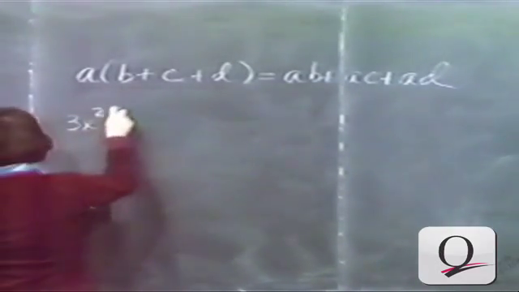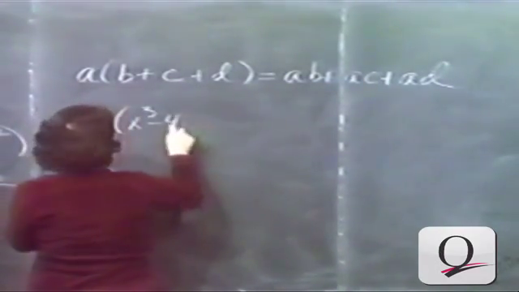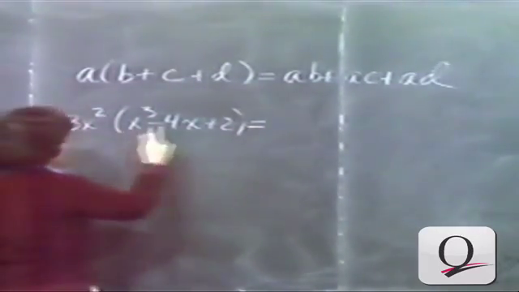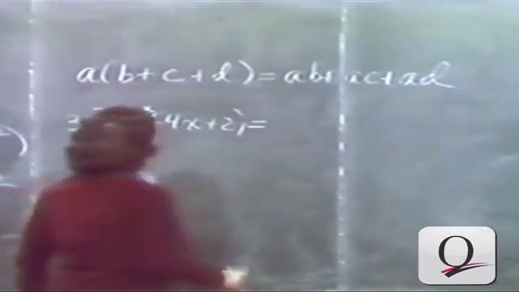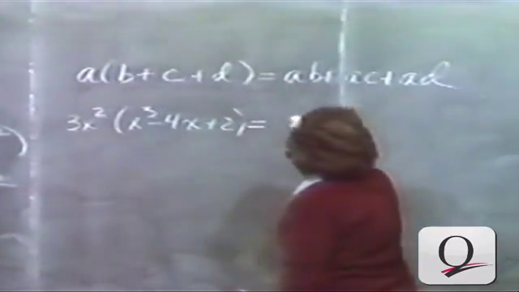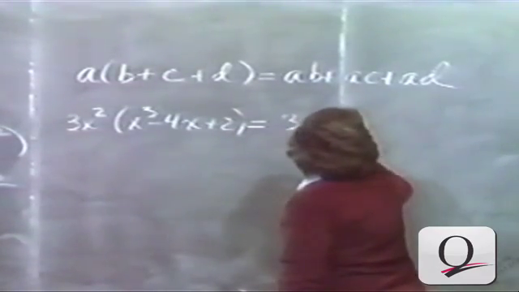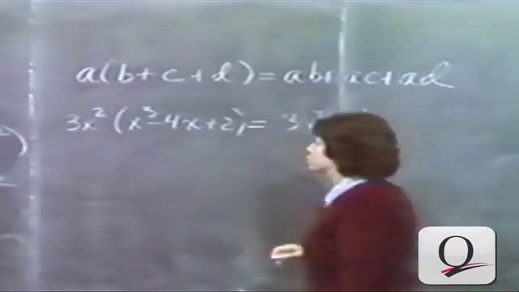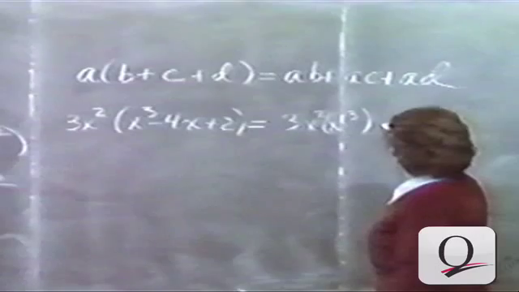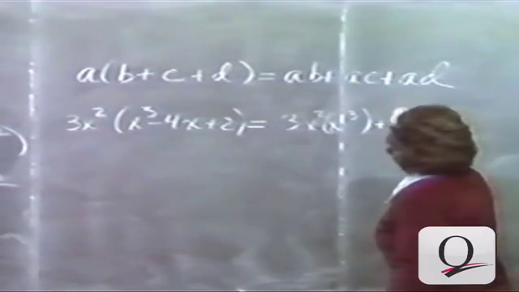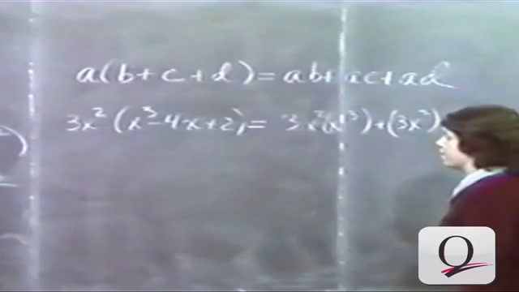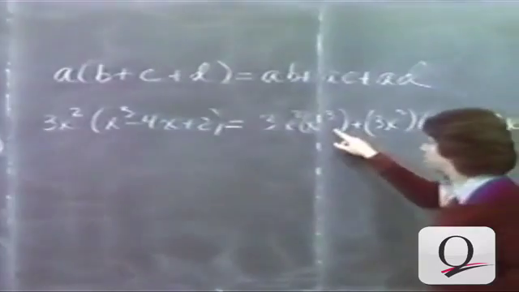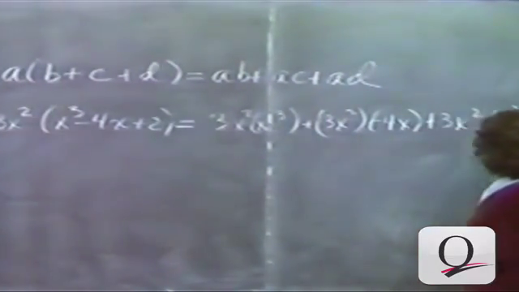3x squared times x cubed minus 4x plus 2. Okay, this is like the a times b plus c plus d. So we're going to get a times b, that is 3x squared times x cubed. Okay, now the 3x squared times the minus 4x, let's just write it, 3x squared times the minus 4x, and then the 3x squared times the 2. A times b plus a times c plus a times d.